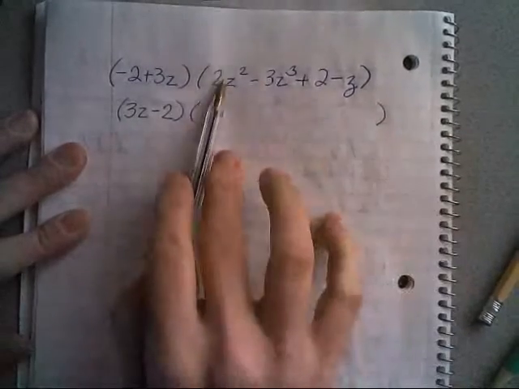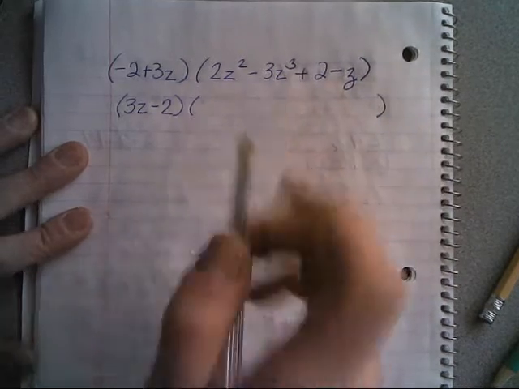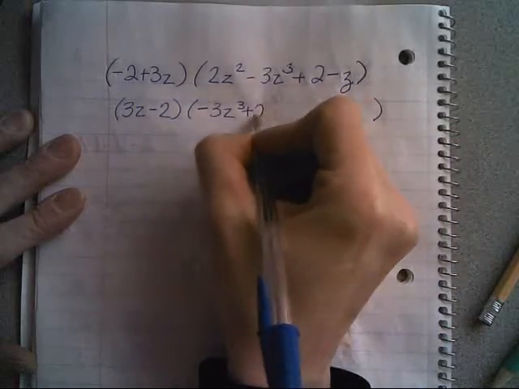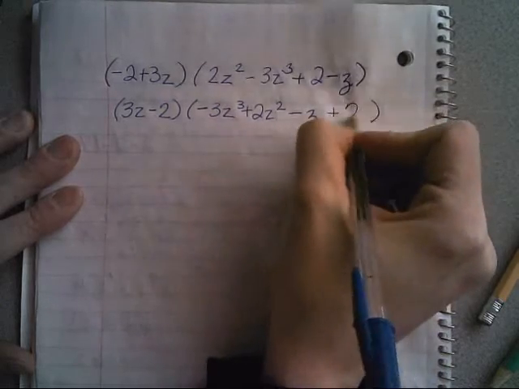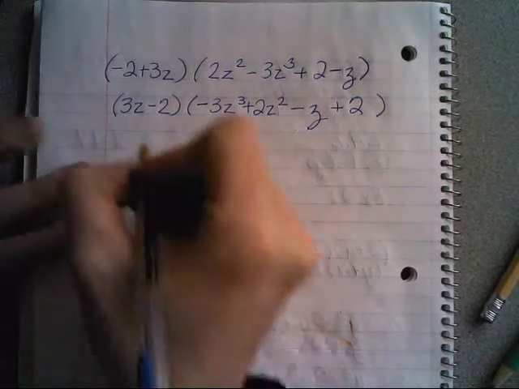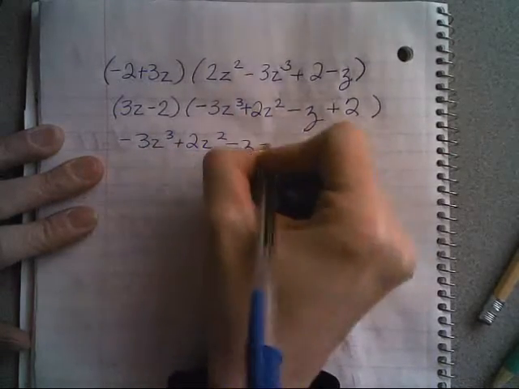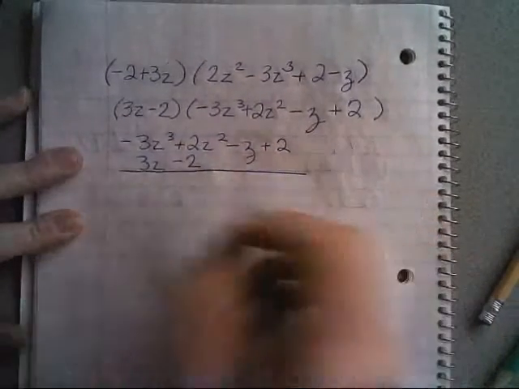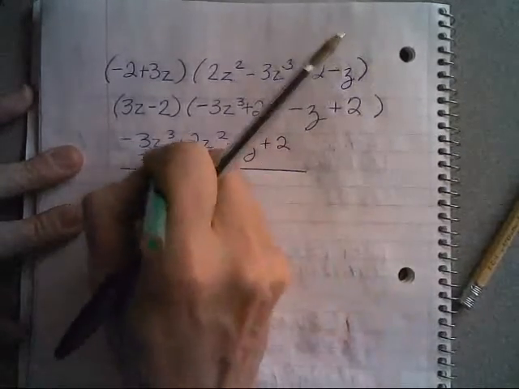And then over here, in decreasing degree of z, what's the largest degree? Yes, negative 3z cubed. What comes next? And then minus z plus 2. Wonderful. Stack the largest one on top. Negative 3z cubed plus 2z squared minus z plus 2. 3z minus 2. And start multiplying. First, we're going to do the big polynomial by that first term, which is this one.